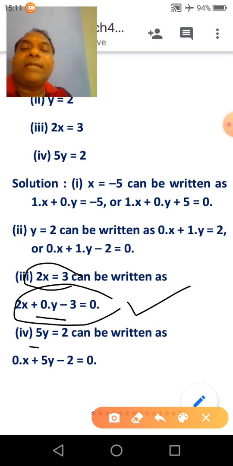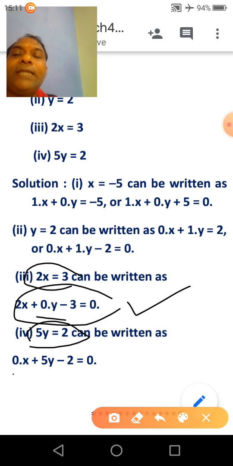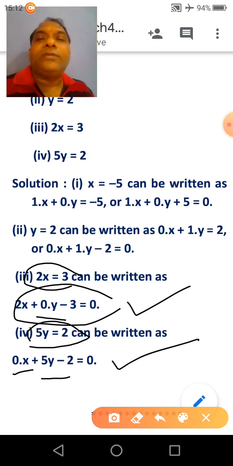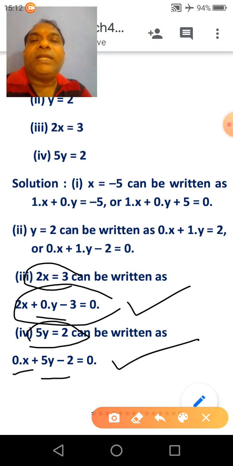Similarly, last example, 5y is equal to 2. 5y is equal to 2 can be written as 0 into x plus 5y minus 2 is equal to 0. Clear? On comparing it with ax plus by plus c is equal to 0, a will be 0, b will be 5 and c will be minus 2. Clear, students? So students, you have to solve all questions of exercise 4.1 with example.